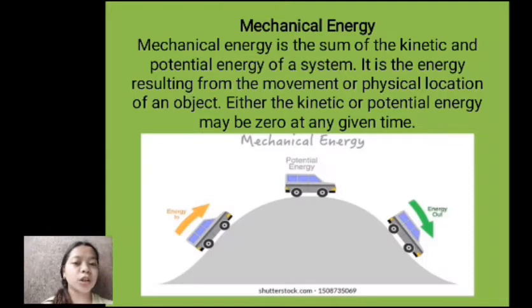So this is the picture of a car driving up and down hills, which has both kinetic and potential energy. The car gains potential energy as it nears the top of the hill. Unless the brakes are applied, it gains kinetic energy as it goes down the hill.